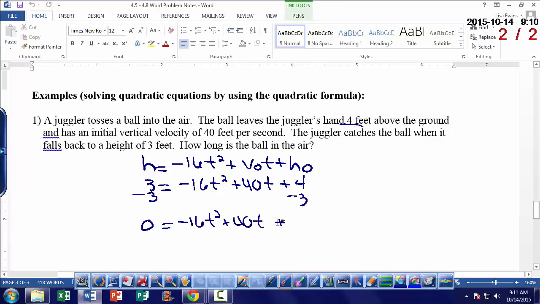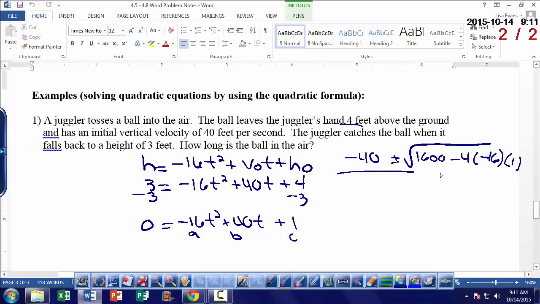t plus 1. And this problem, I don't know if it's going to be simple to factor. No, actually we're not going to be able to factor it, so we have to use the quadratic formula. So this is A, this is B, and this is C. We're going to go ahead and plug all our information in. We get negative 40 plus or minus the square root of 40 squared, which is 1600, minus 4 times negative 16 times 1, all over 2 times negative 16.